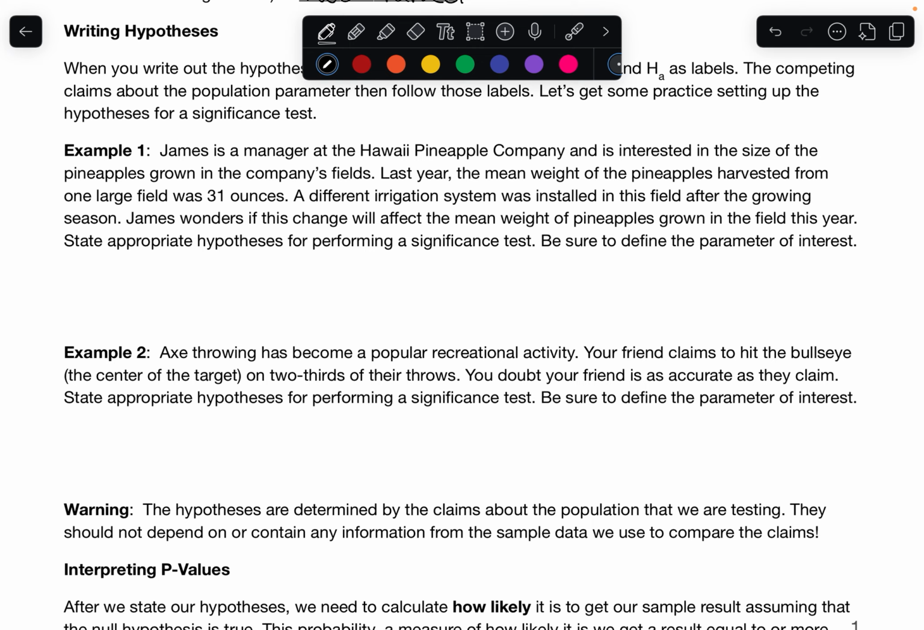Example 1 says James is a manager at the Hawaii Pineapple Company and is interested in the size of pineapples grown in the company's fields. Last year, the mean weight of pineapples harvested from one large field was 31 ounces. A different irrigation system was installed in this field after growing season. James wonders if this change will affect the mean weight of pineapples grown in the field this year. State the appropriate hypotheses for performing a significance test. Be sure to define the parameter of interest.